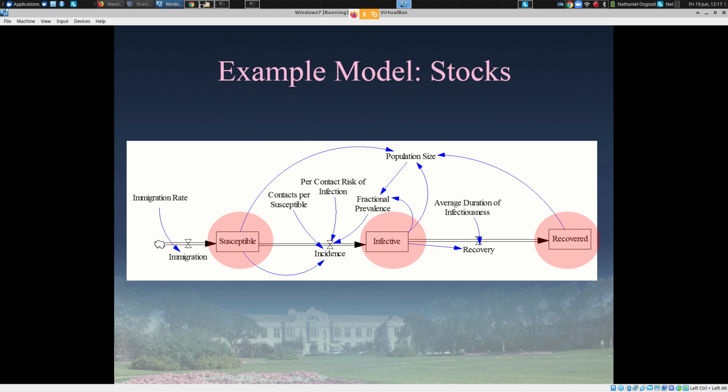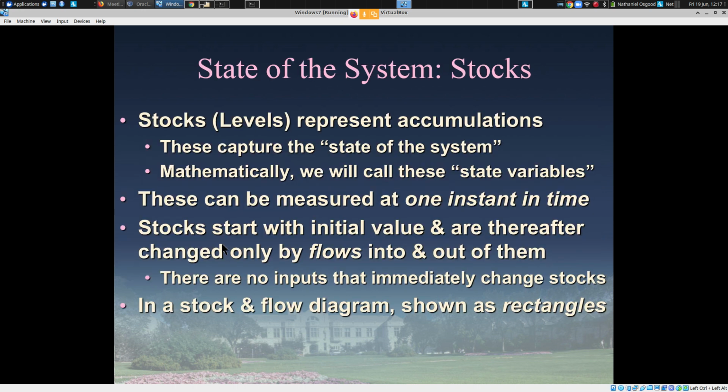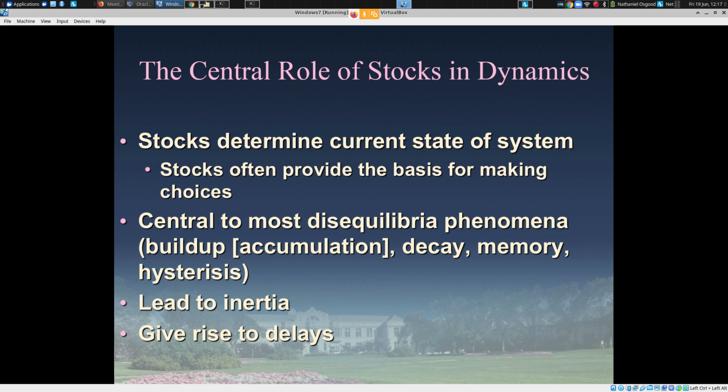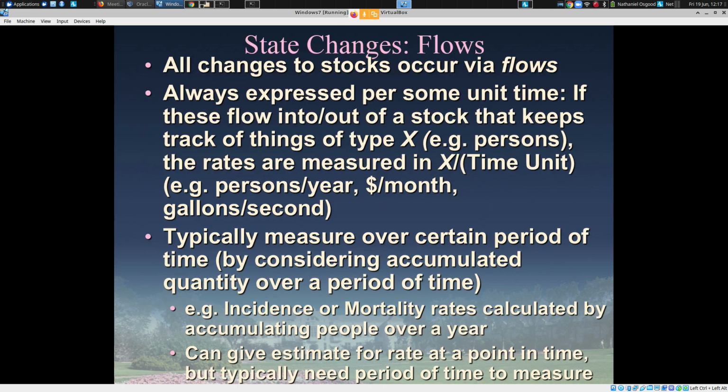but stocks here represent accumulations. They represent the current state of the system, how many people, for example, are susceptible, infective, or recovered at any one time. And these are changed only by the flows into and out of them. So the only way infective is increased is it's drained through recovereds, for example, here, and it's increased through incidence of new infection. These, as noted, lead to inertia, delays associated with a system.